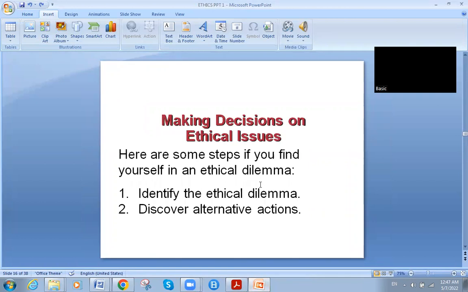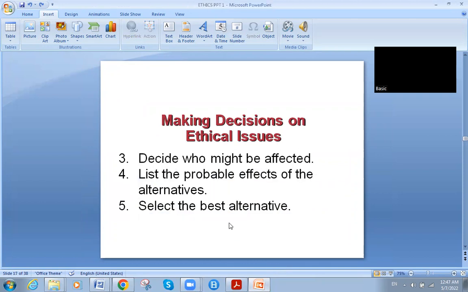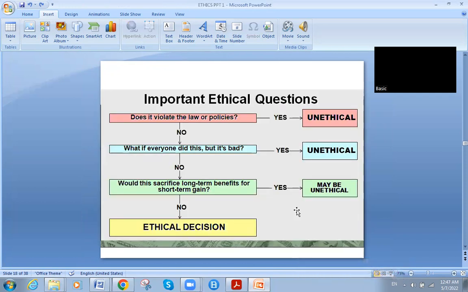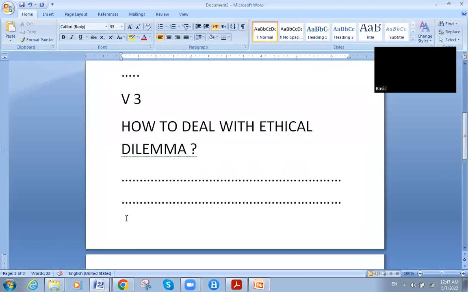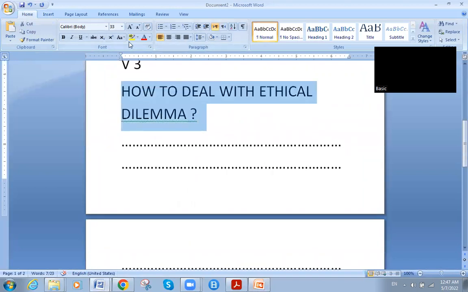The steps, like we said before: identify the ethical dilemma, discover the alternative actions, decide who might be affected, list the probable effect of the alternatives, select the best alternative. Now, I will just keep a few minutes here to answer this question before we move forward to the next question: how to deal with the ethical dilemma.